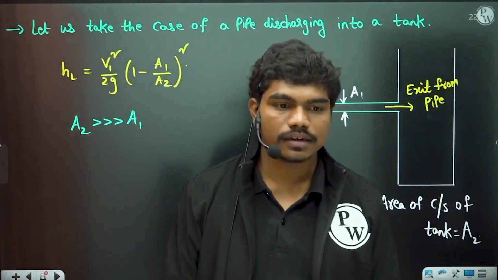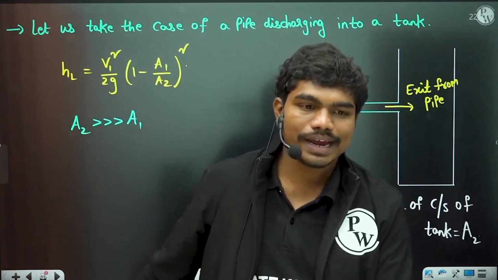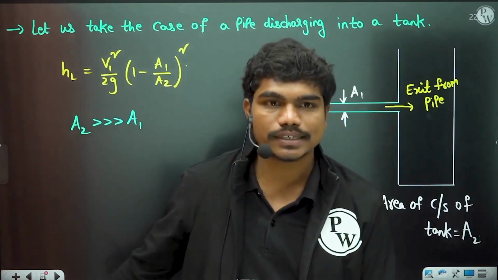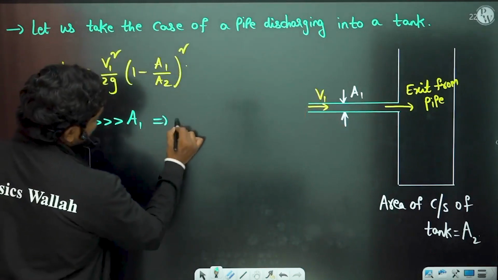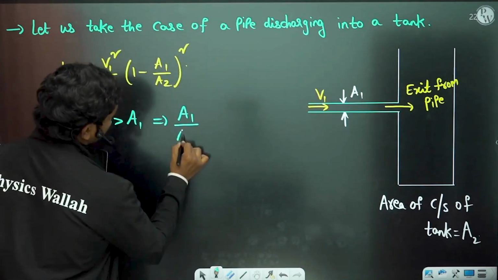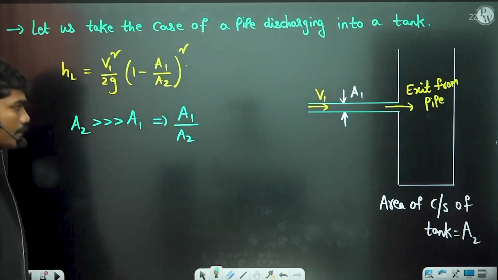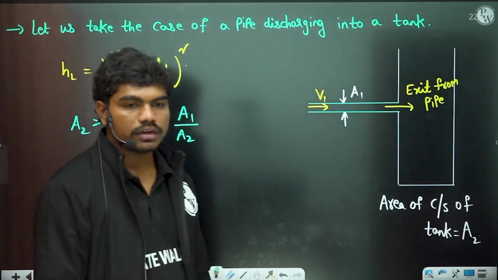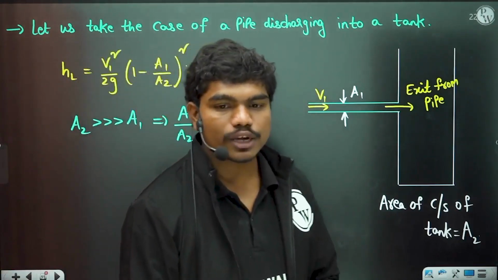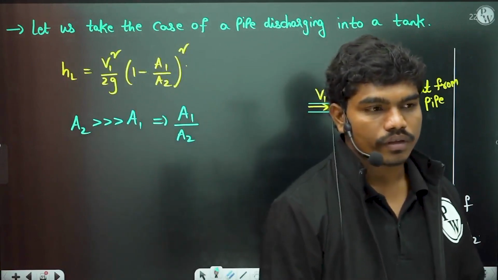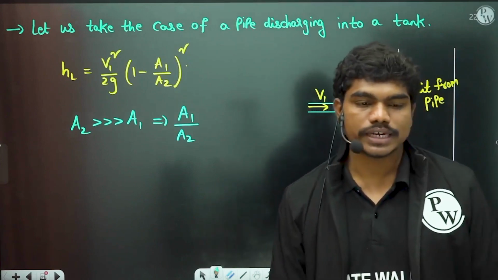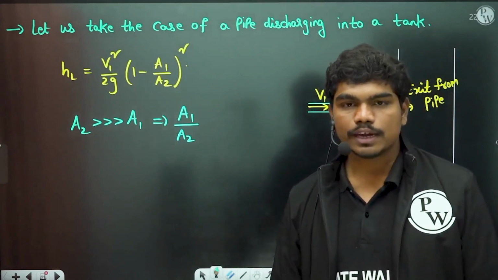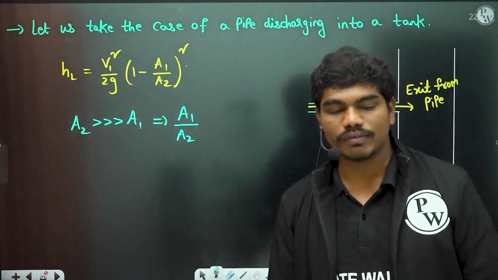Yes, correct. I can take this, right? Because obviously my A2 value is very much large as compared to A1. Now when this is the case, can you tell me what is the value of A1 by A2 in this case? This A1 by A2 value tends to which value? A2 is very large, so A1 by A2 value tends to which value?